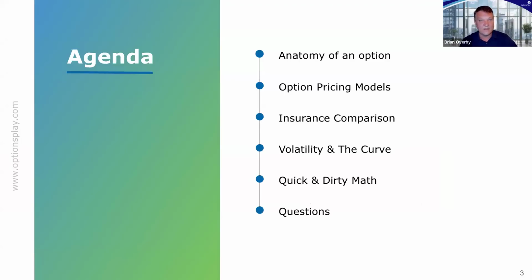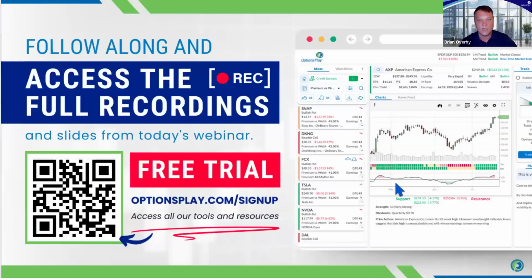Then we'll look at the more advanced stuff. We'll talk about volatility and the curve, and I'll explain what I mean by the curve. And then we'll look at the quick and dirty math that's behind most option pricing calculators. And we'll do just a little scenario. It's always good to know the guts of what happens in an option pricing model, and that's what that section will cover, and then we'll answer any questions that you might have.